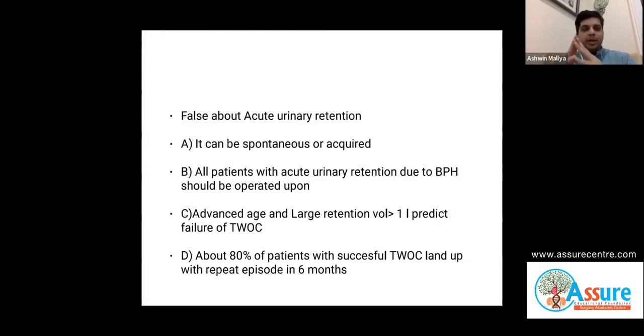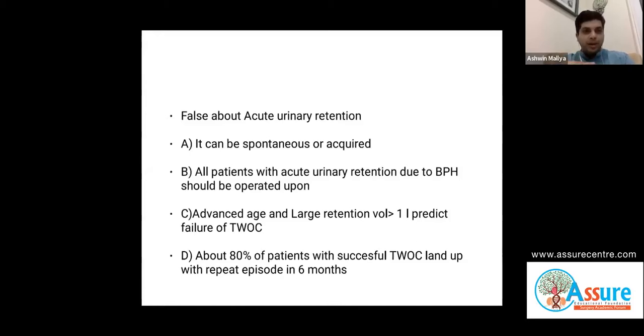Again, acute urinary retention is a very commonly faced practical problem, and you should know, not just from the entrance point of view, just generally how to manage it. So it can be spontaneous or acquired. These are the two types of acute urinary retention. Spontaneous means there has been no precipitating cause. What are the precipitating causes?